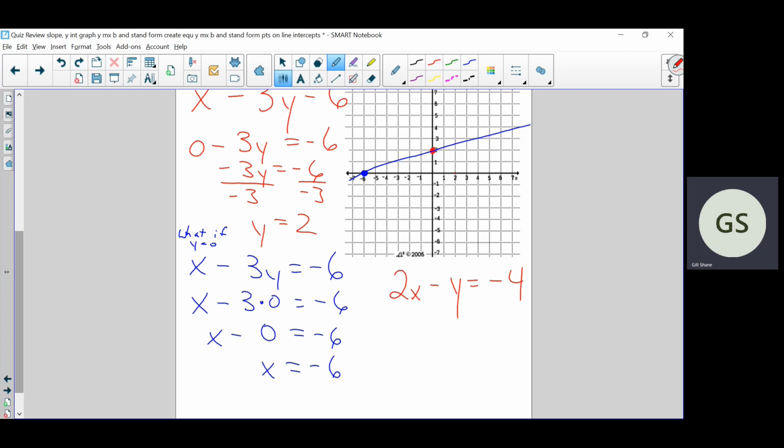Well, remember, in the original problem, if this was a negative 4, it would have been a negative 2.